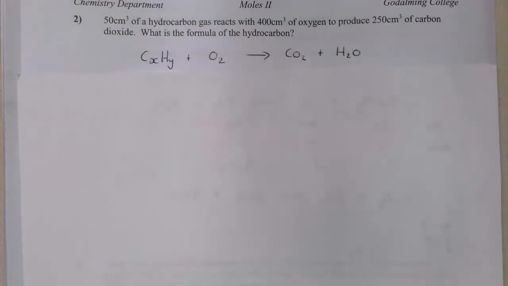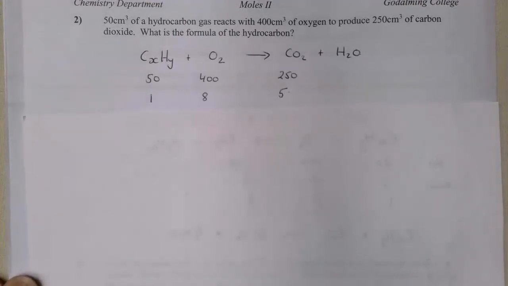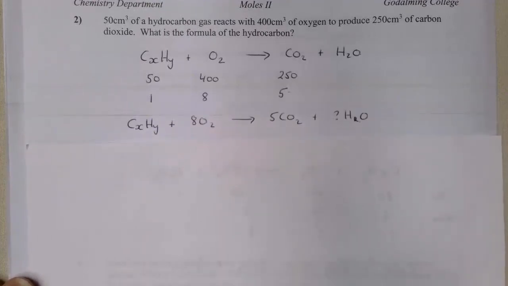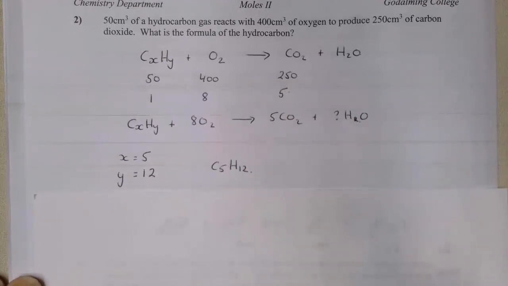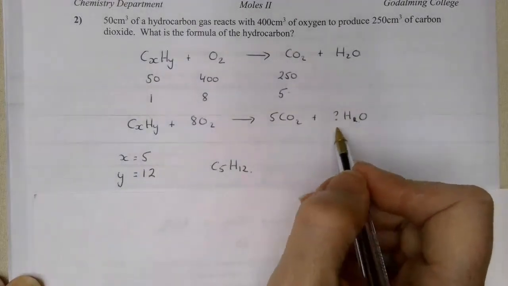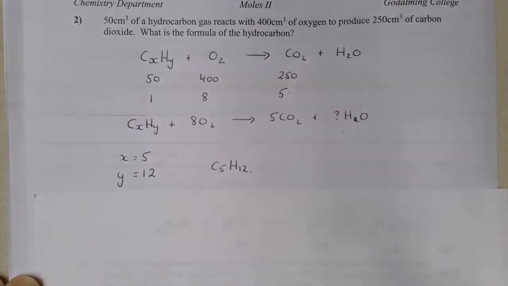So looking at the last 2 examples on the next page. So again, I have my hydrocarbon reacting with my oxygen to form carbon dioxide and water. I've got my volume ratios, which will give me my molar ratios. I know I've got 5 moles of carbon dioxide, so I've got 5 moles of carbon, so X must be equal to 5. And working out and balancing it with the waters, I get Y is equal to 12, because when I balance it, I need 6 waters here. So my formula is C5H12.